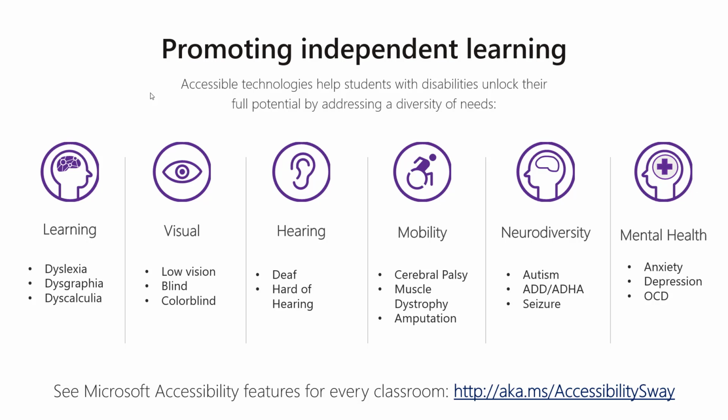In terms of all the accessible technologies Microsoft already has, and I won't be covering all of them today, these are the 6 categories in how we break this down. You can see learning, visual, hearing, mobility, neurodiversity, mental health, a really wide spectrum, and we have a ton of free products that are built in and already available. I like to say built-in, mainstream, non-stigmatizing, and free.